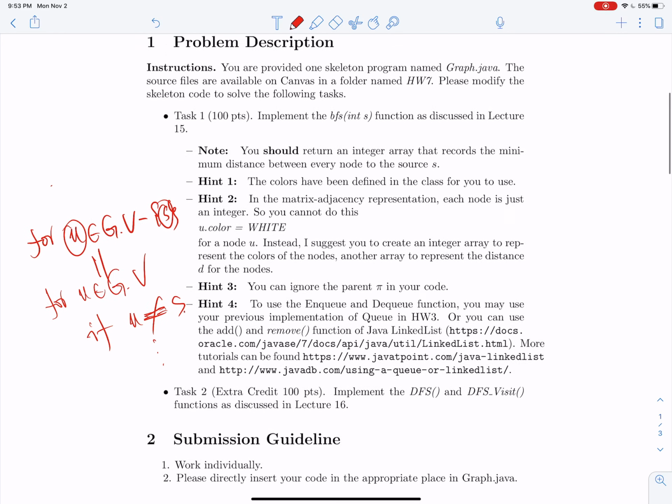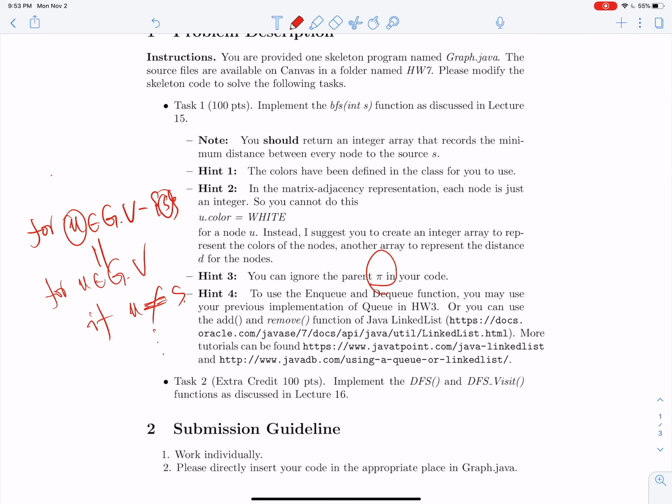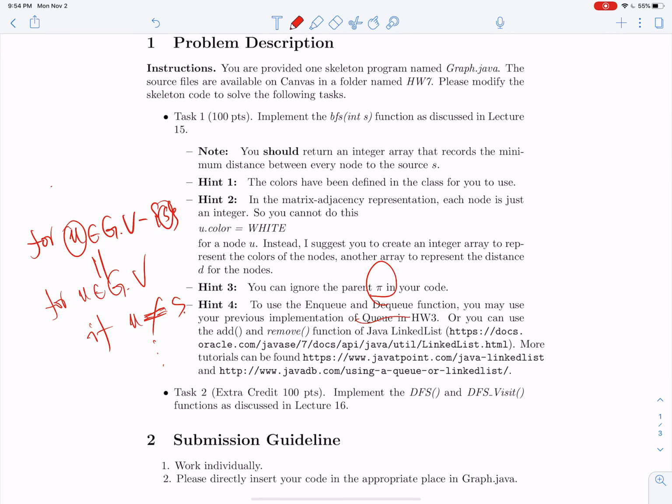The second hint for your homework 8 is that you can totally ignore the parent information. In homework 8, you're going to use a queue. For the queue, you can either use the one that you implemented in homework 3, or the one provided by Java. Its name is actually LinkedList. You can use LinkedList as a queue. Check this API, and also a couple of tutorials. The API is pretty much like the manual of this data structure, whereas the tutorial is like going to a video to check how people use this tool. This is the standard way to learn to use a new data structure in Java. And this is homework 8.